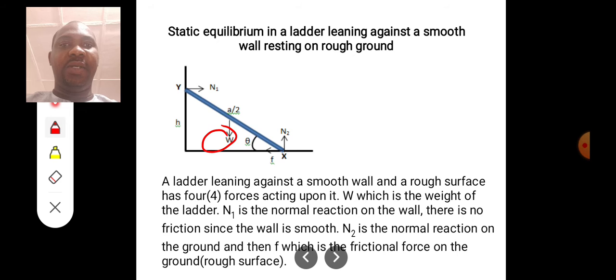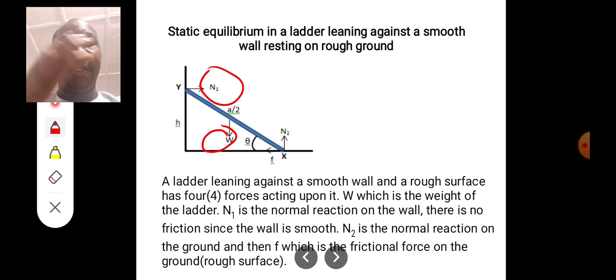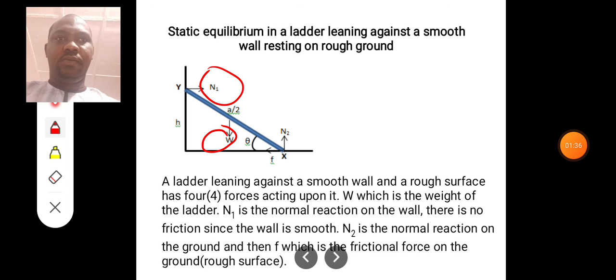And N1 is the second force, which is the normal reaction on the wall. Remember that normal reaction is always perpendicular to the surface. So we have your N1 here, which is the normal reaction to the wall, and there is no friction on the wall. But N2 is the normal reaction on the ground. Of course, whenever an object stays on the ground, there is a normal reaction.